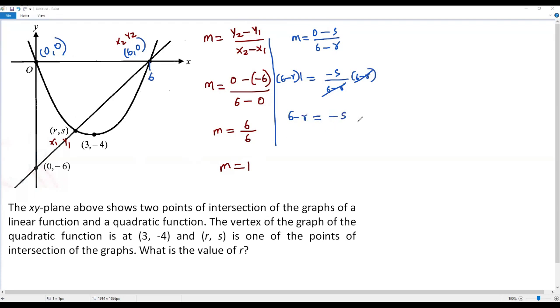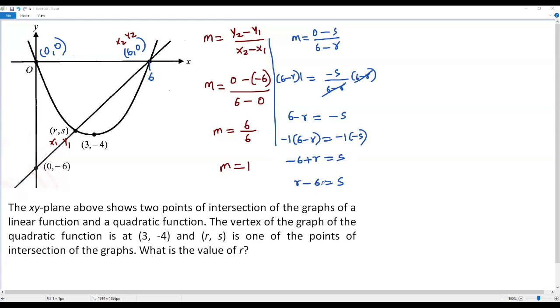Okay, now what I can do is multiply both sides of this equation by -1 to make this negative s as positive s. So let me do it. -1 times (6 minus r) equals -1 times negative s. Negative 1 can be distributed to 6 and negative r. Then I'm getting -6 plus r equals s. Or this -6 plus r can be written as r minus 6 equals s.